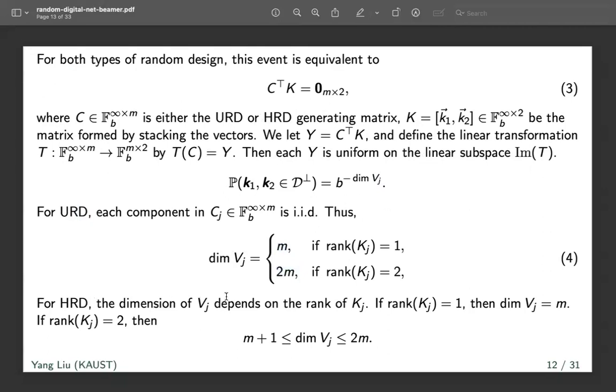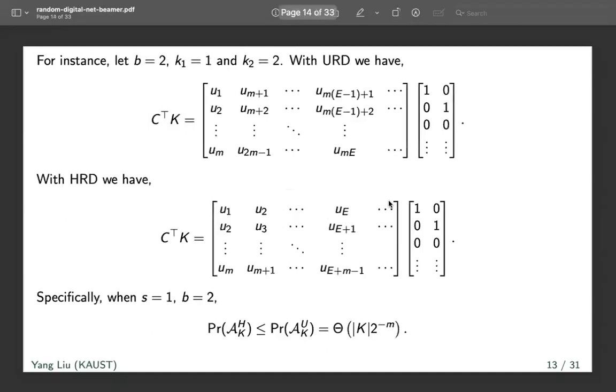But for the Hankel random design, when the rank of kj is 1, the result is the same as the uniform random design. But when the rank of kj equals 2, the dimension of Vj can be between m plus 1 and 2m. This is a lower dimension compared with 2m, and that results in a higher probability of this joint inclusion. On the next page, we're going to give an intuition of this.